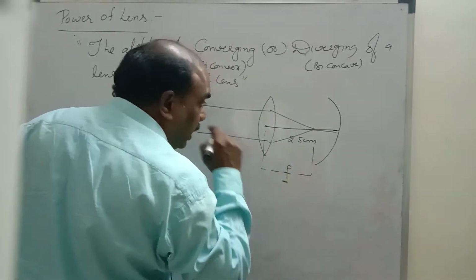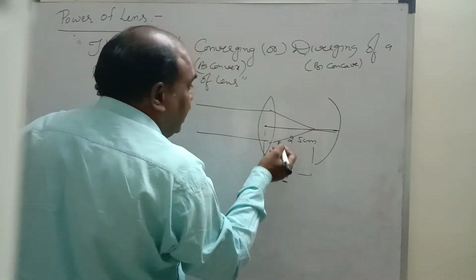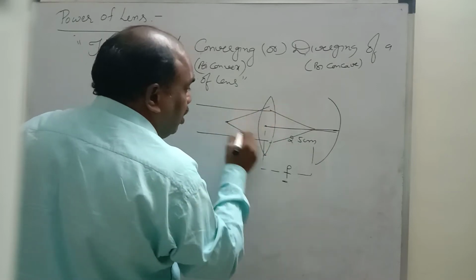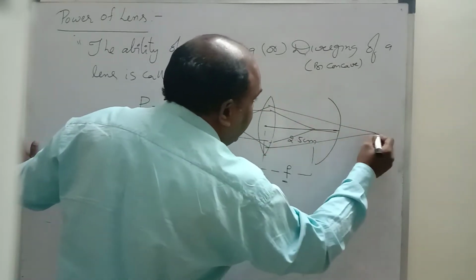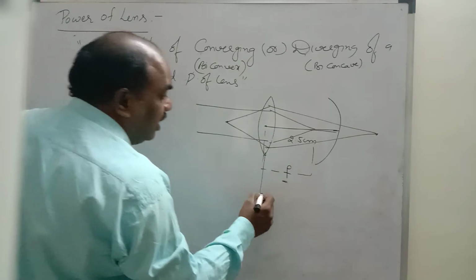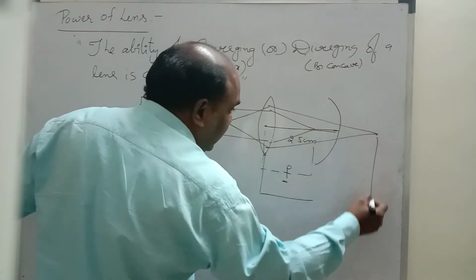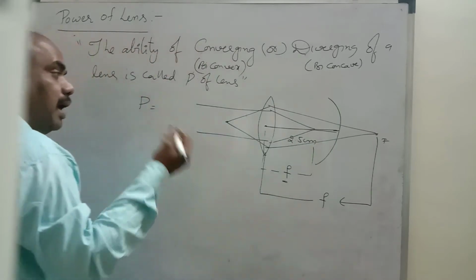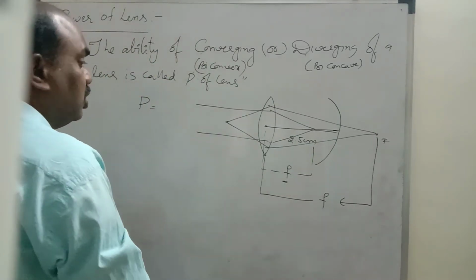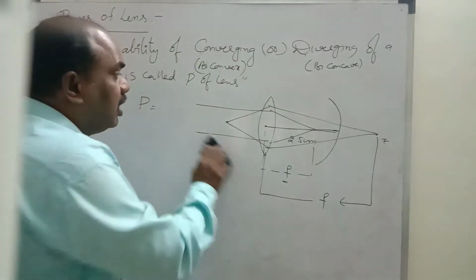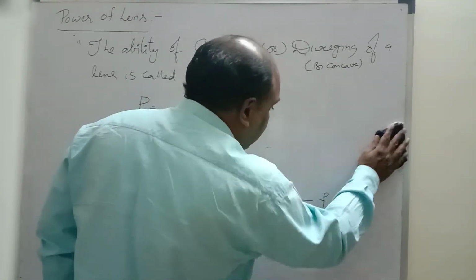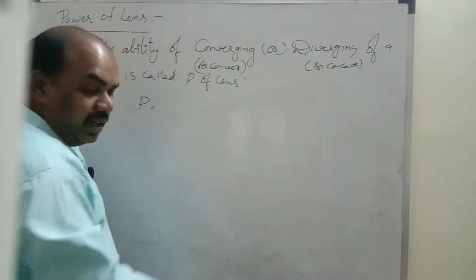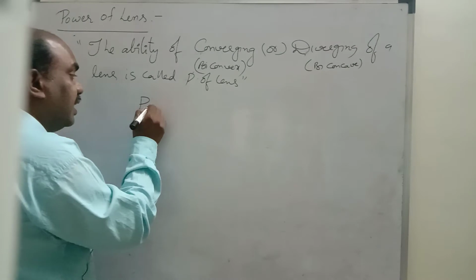If you see a nearer object, for a hypermetropia patient the image forms beyond the retina of the eye. The distance between the center of the eye lens to this image is nothing but the focal length of the hypermetropia patient. If you know this focal length value and substitute it in the following formula, you will get the power of the lens.